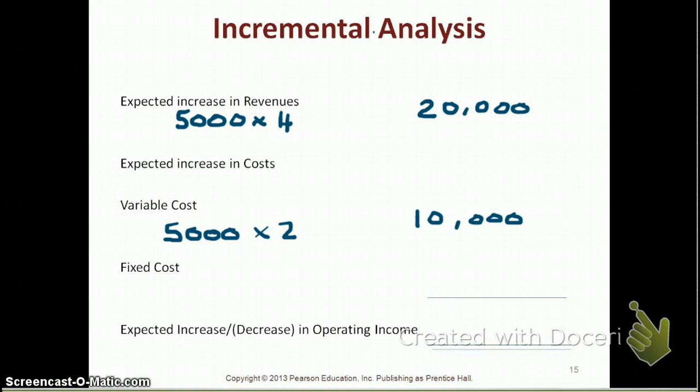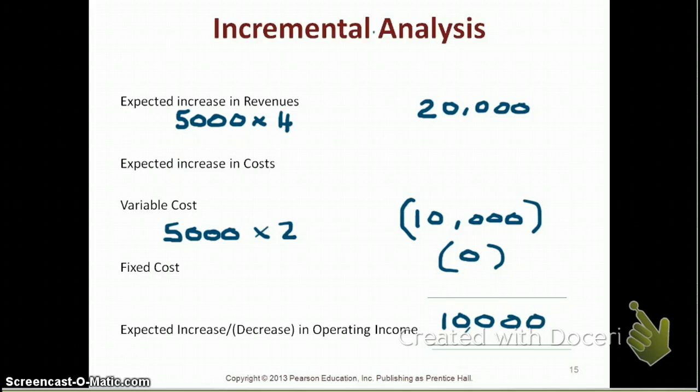Let's look at fixed costs. How much will fixed costs increase? They said that fixed costs will not be affected by the special order, so there will be no increase in fixed costs. Now, to figure out what our expected increase or decrease in operating income is, we subtract the expected increase in cost from revenues and end up with an expected increase in operating income of $10,000.